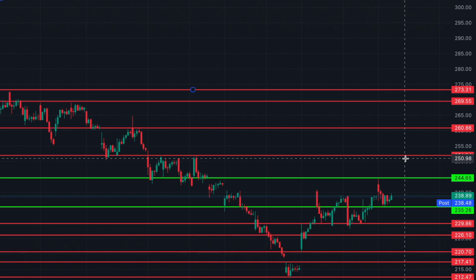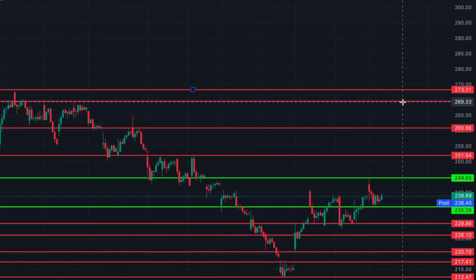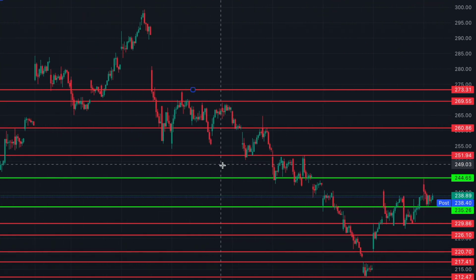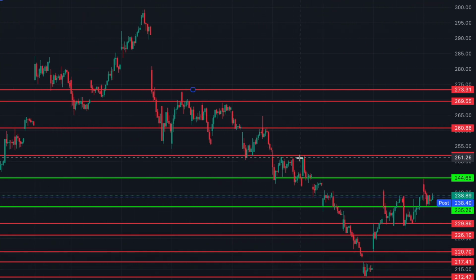If we can break this 251s, 252s, I believe that it's going to be a big move up all the way to 260, and we might even see 269 within the next day or two. So what I am looking forward to breaking is this 252. I think it's a pretty strong resistance level over here. So once we break that, I will definitely play the calls once I have confirmation on this.